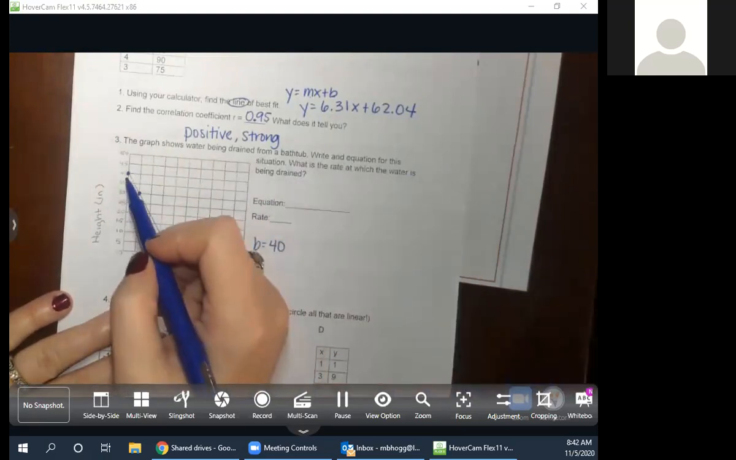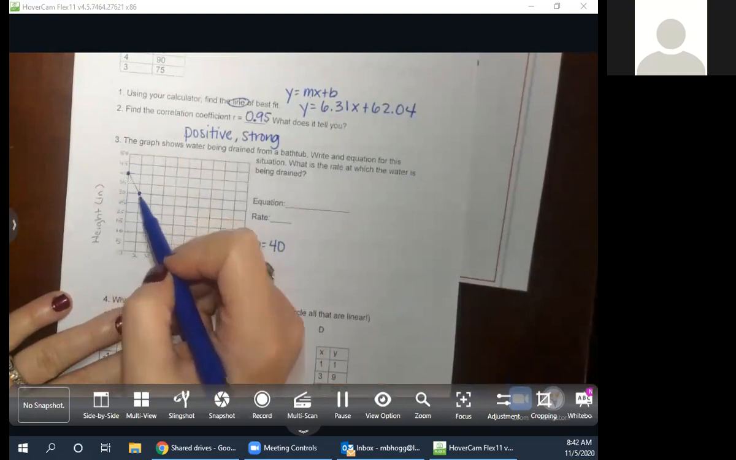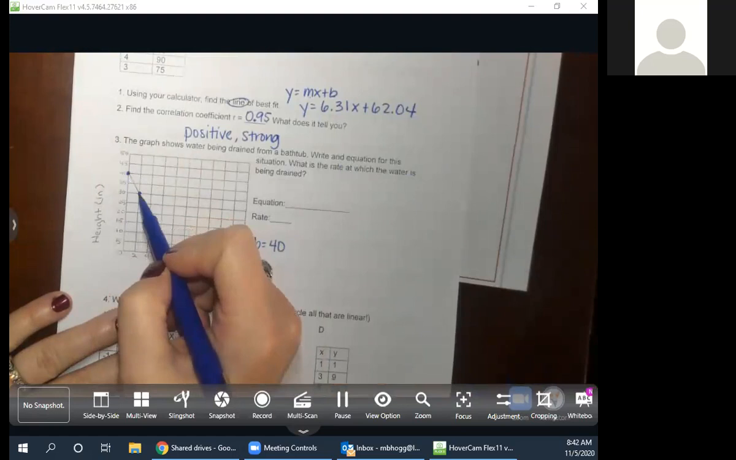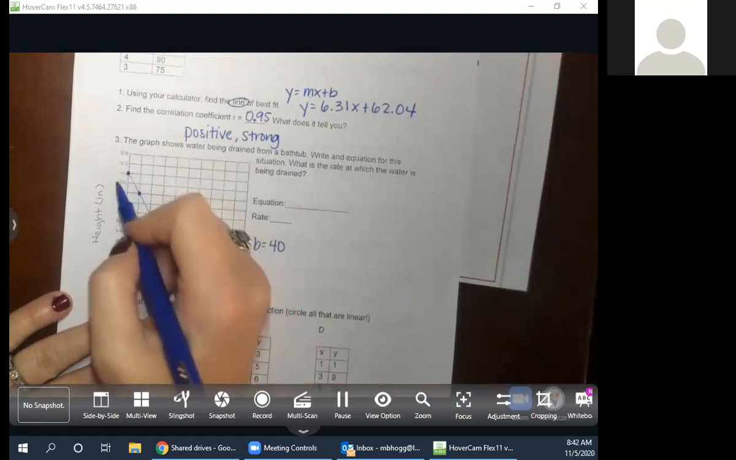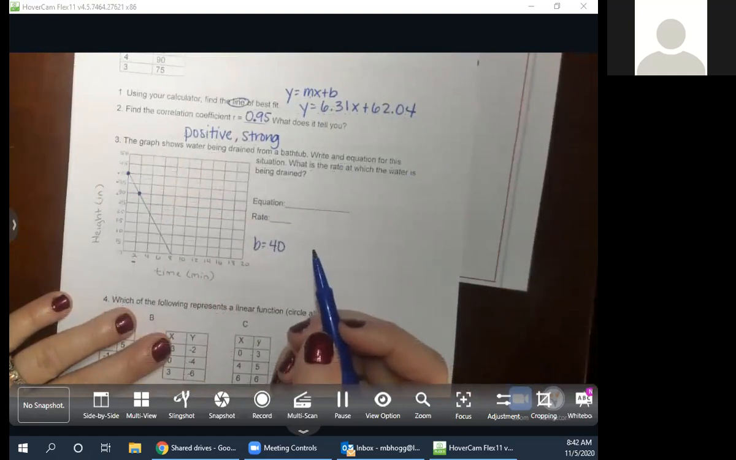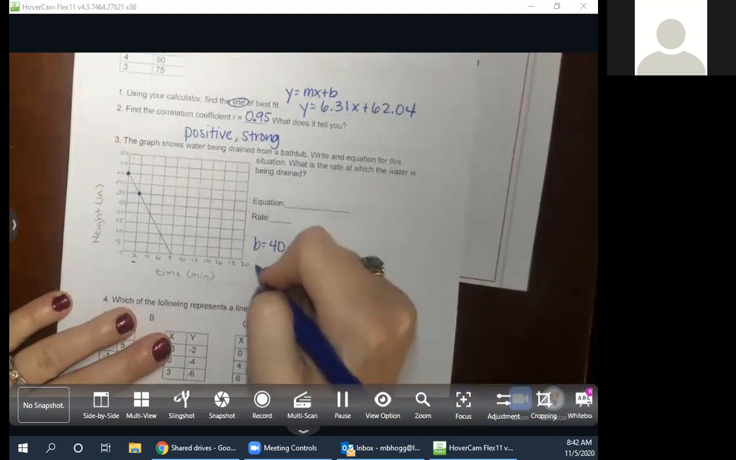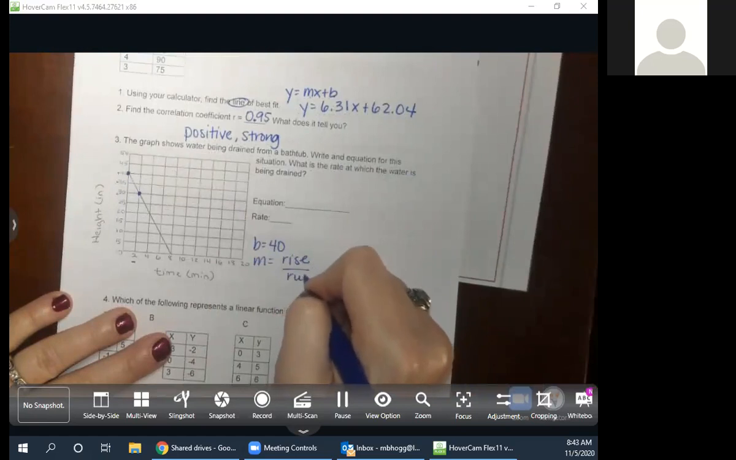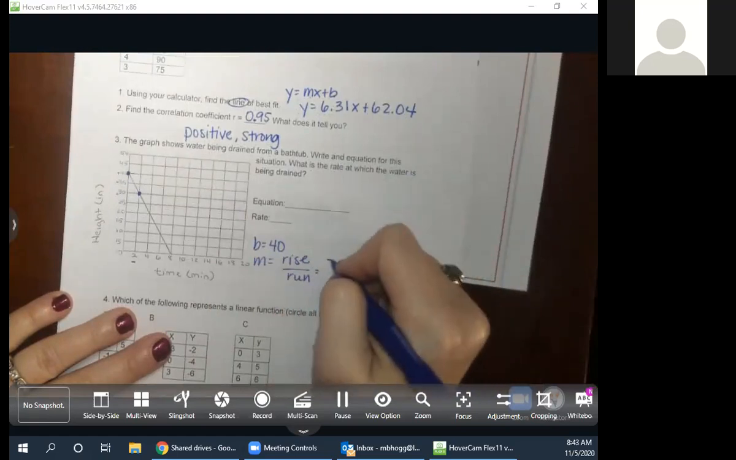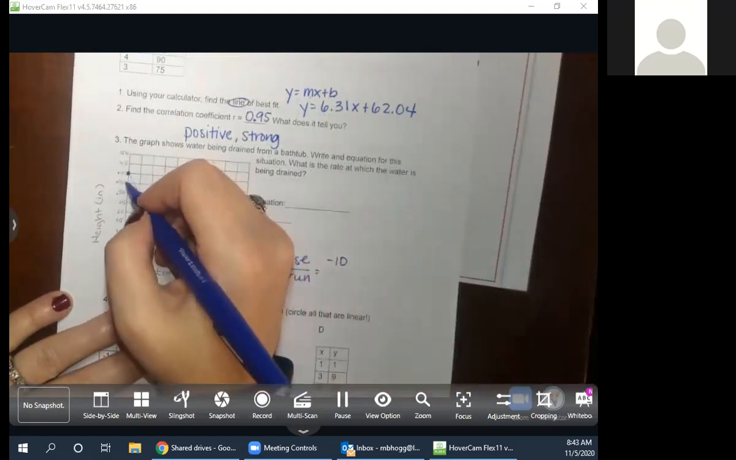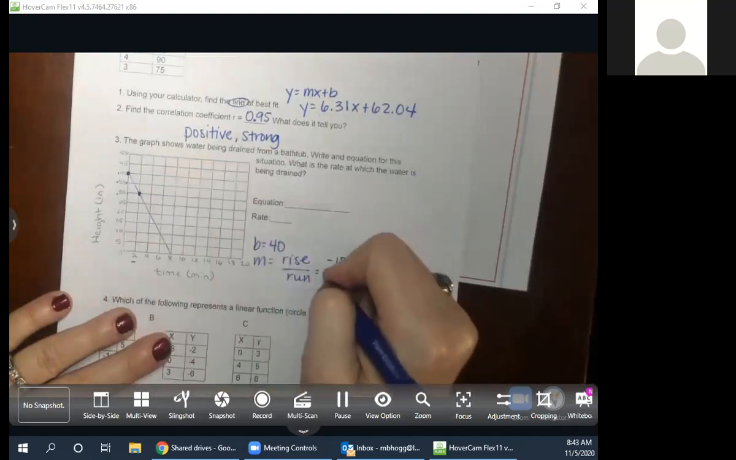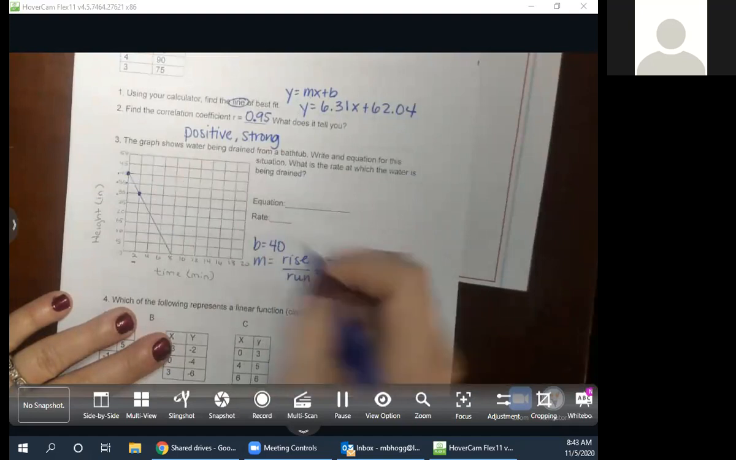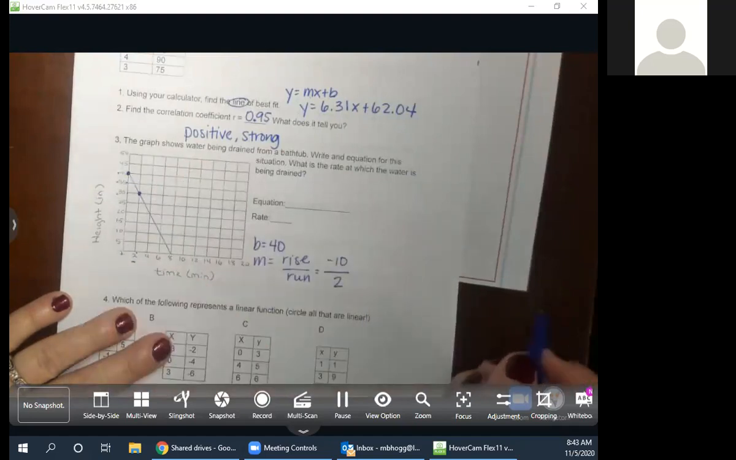But guys, look, this is not a down 2 and over 1. Do you see the numbers? It's down 10 and over 2. Look at your numbers. It's not always going to be by ones. So here, the slope was rise over run. We're going down 10, 5, 10, and over 1 to the right 1. So that's a positive 2 because from here to here is 2.